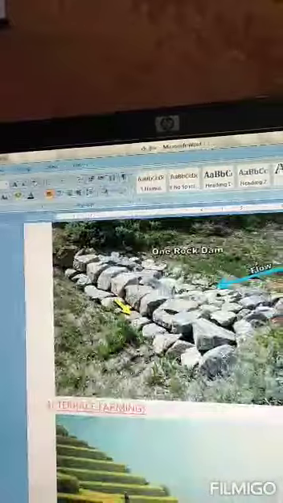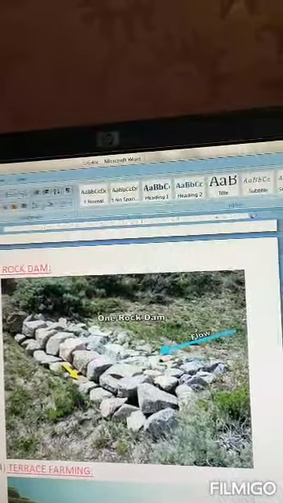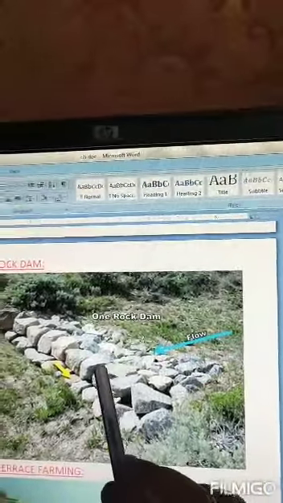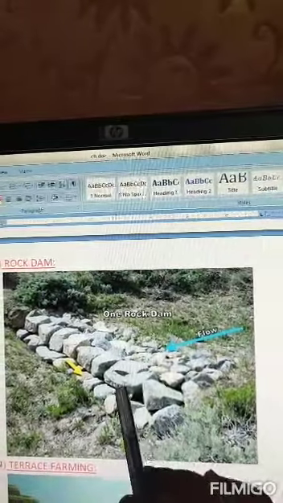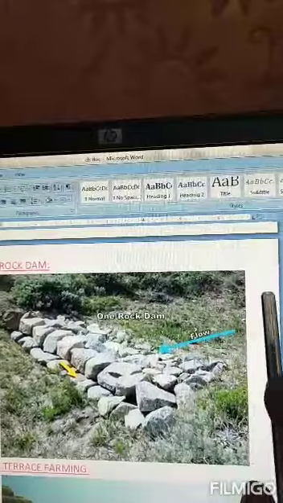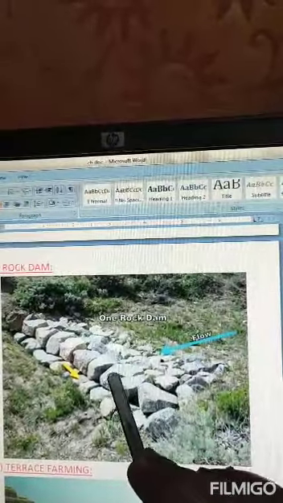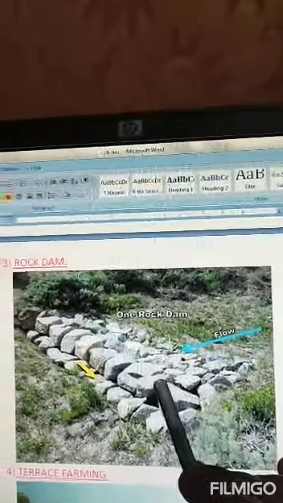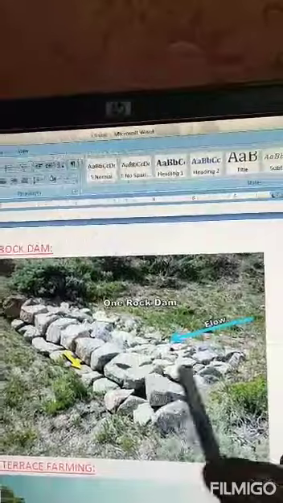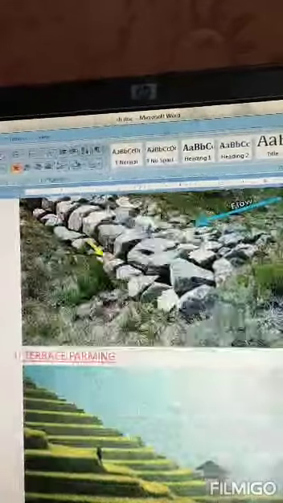Next is a rock dam. Now what is a rock dam? At certain places along the hills a small dam of rocks is built so that whatever soil the water brings along with it from above gets deposited in these rock dams. This is the third measure.